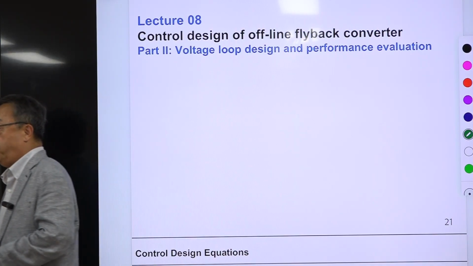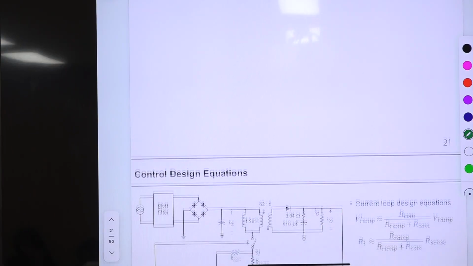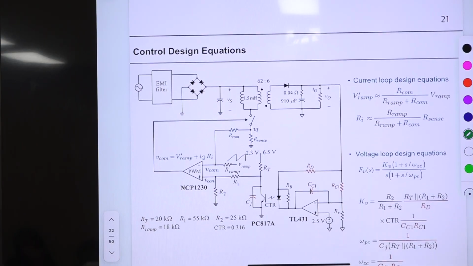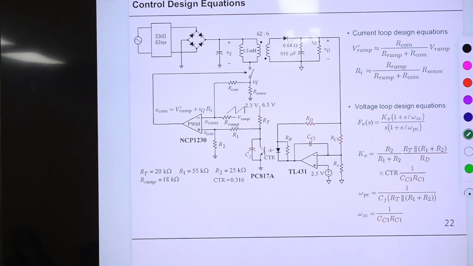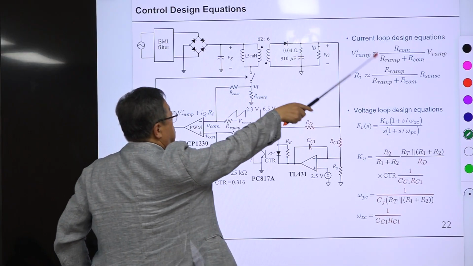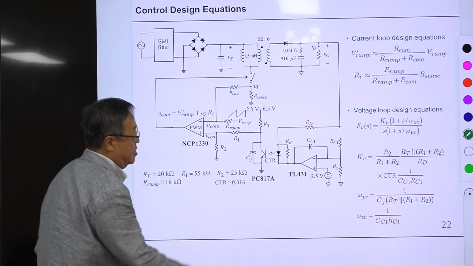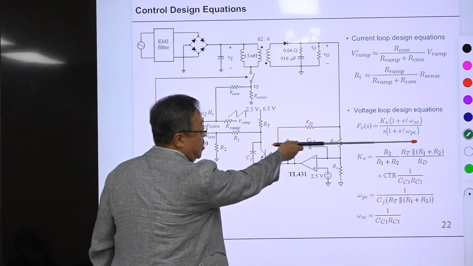Then you can appreciate the accuracy and the simplicity of this design and analysis, primarily based on this asymptotic analysis. Forget about the sampling effect of the current mode control. You don't need that here. We went through this. So we complete this current loop design, and we are about to discuss this voltage loop design equation.